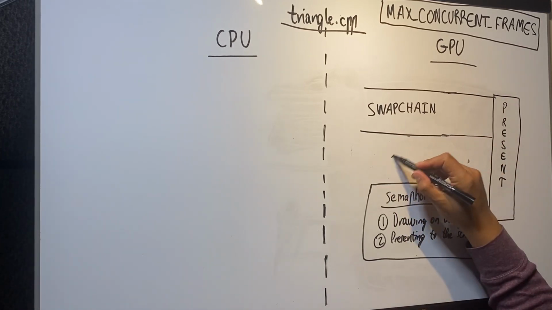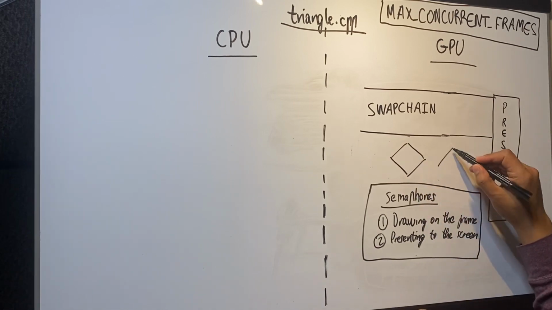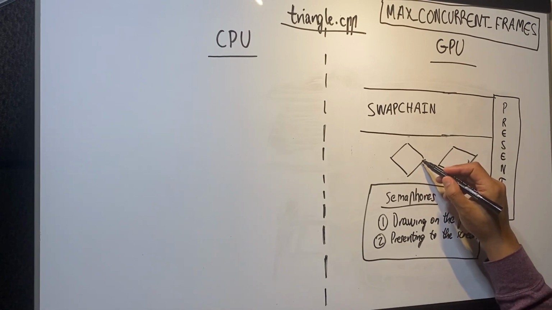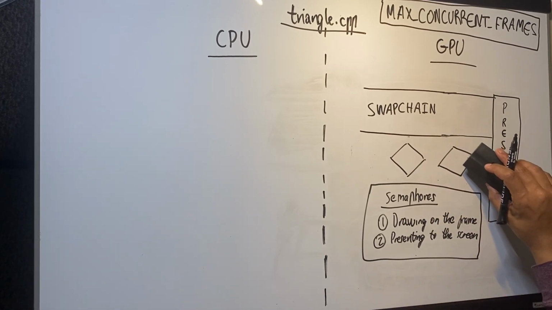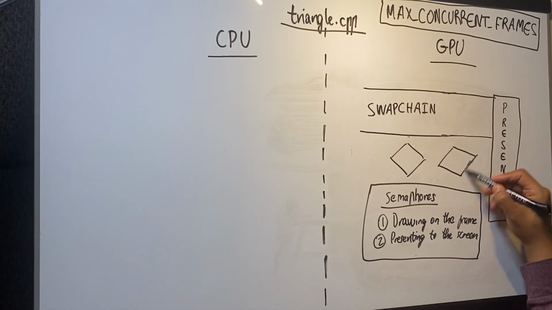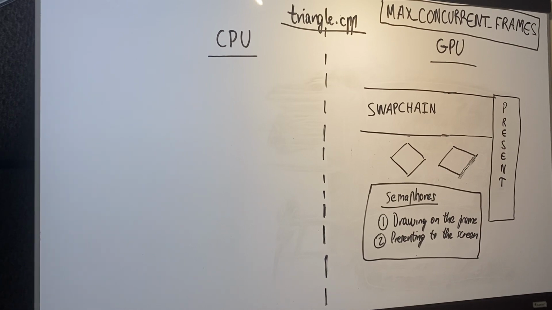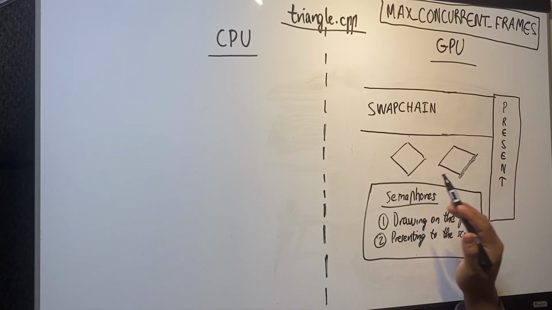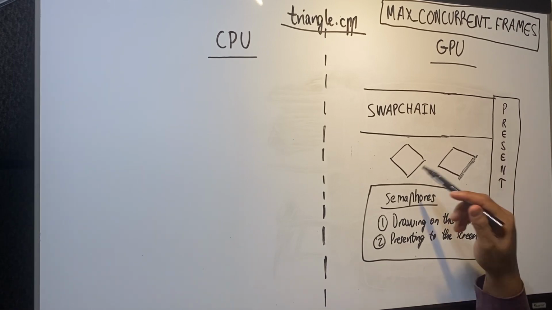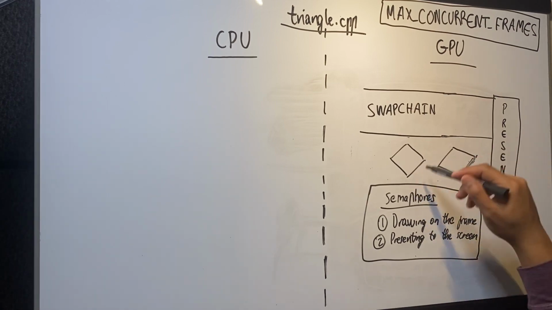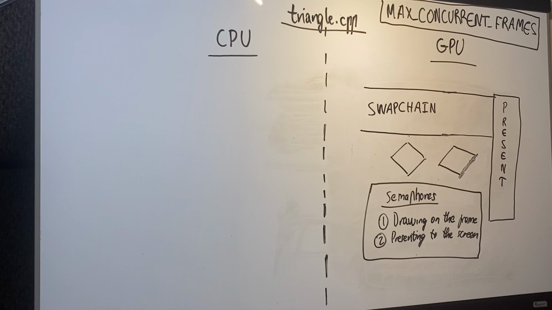So ideally what we would want, you guys get the idea. I'm not an artist, guys. I'm an aspiring programmer. Ideally what we'd want is one frame to be presenting to the screen and the other frame to be drawn on. And as soon as this frame is finished presenting, this frame is ready to be presented and this frame is ready to be drawn on, right? So we're doing an interchange with two frames, right?